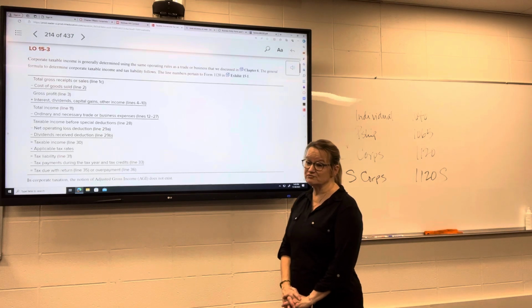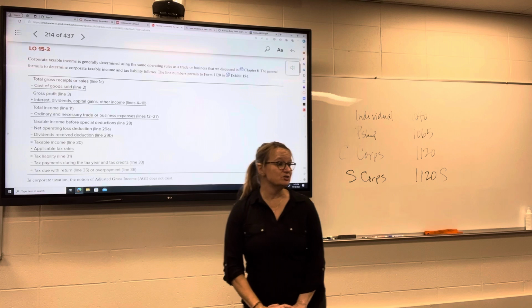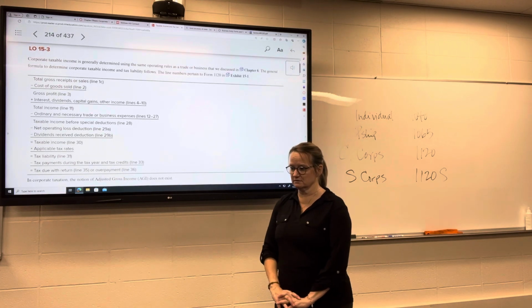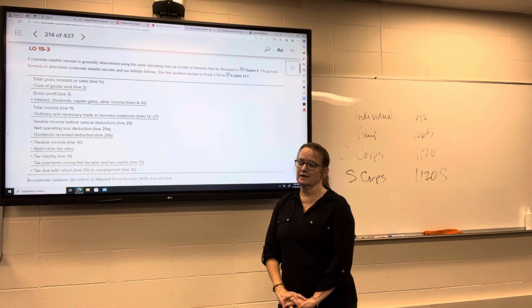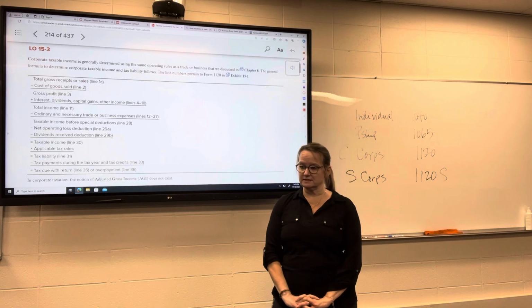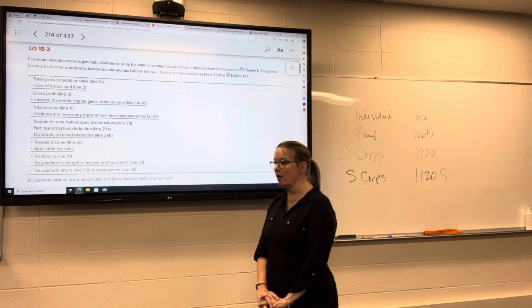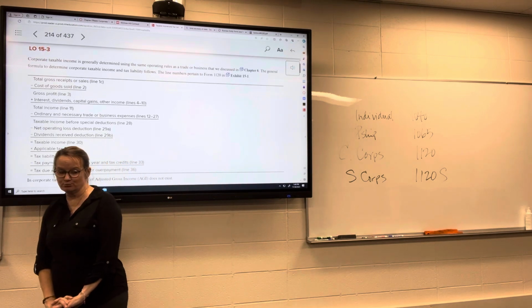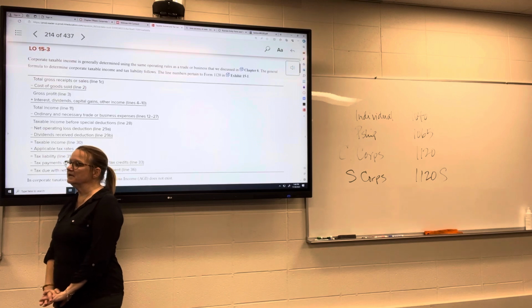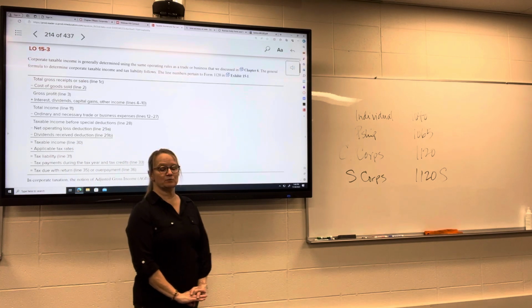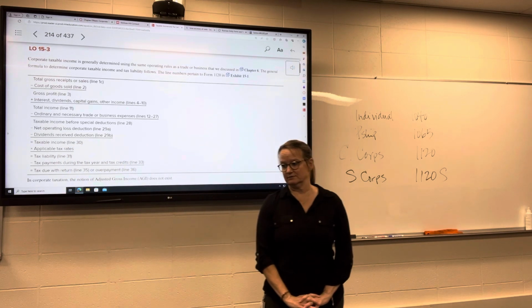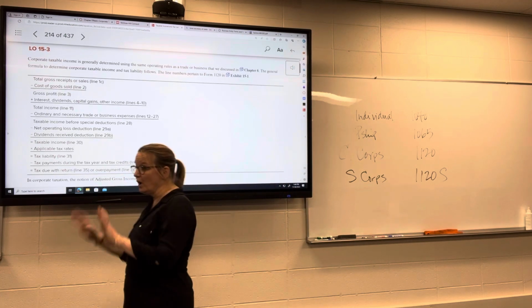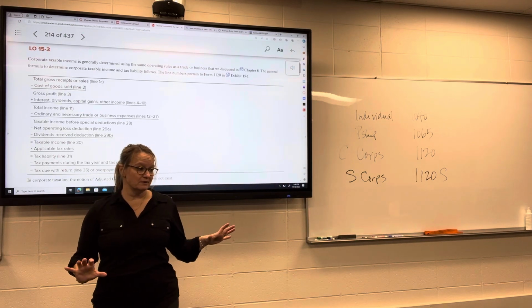The tax brackets for corporations used to range from 15% to 35%. Now it's just a flat 21% tax rate, which is awesome for those companies that were in the 35% tax bracket before. Maybe not quite so awesome for those companies that were in the 15% tax bracket before, right? But one tax rate, that's all you have to remember.